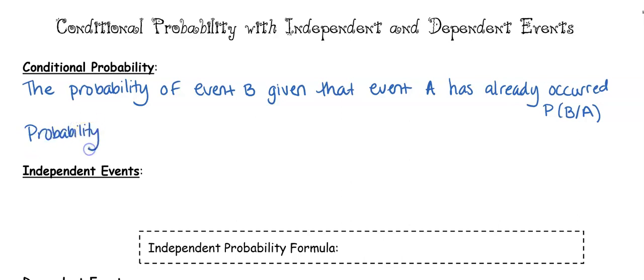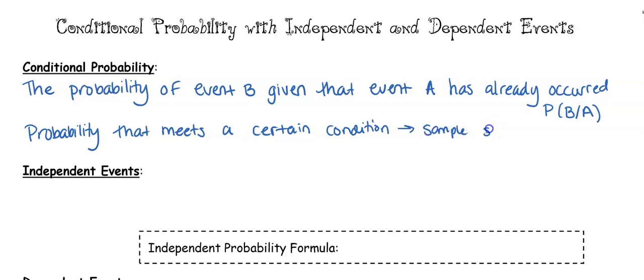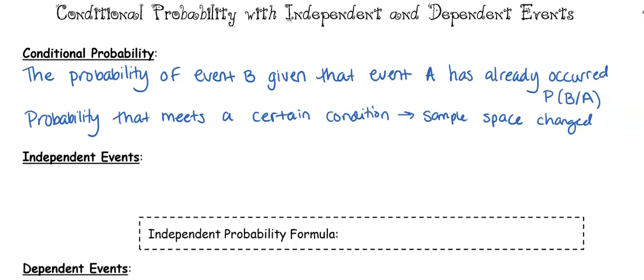Probability that meets a certain condition, which means that the sample space has changed. All right, so one event given another event has already occurred.